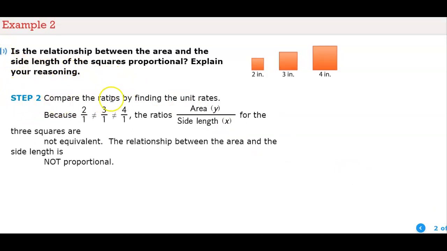Step 2, compare the ratios by finding the unit rates. Because 2 over 1 is not equal to 3 over 1, that is not equal to 4 over 1. The ratios are area over side length, so area represented by y over the side length of x. The 3 squares are not equivalent. The relationship between the area and the side lengths is not proportional. And so unit rates, just to clarify, is any fraction ratio over 1.